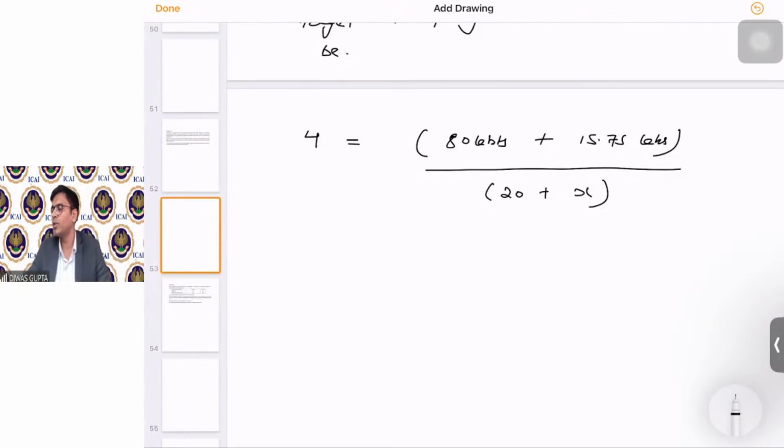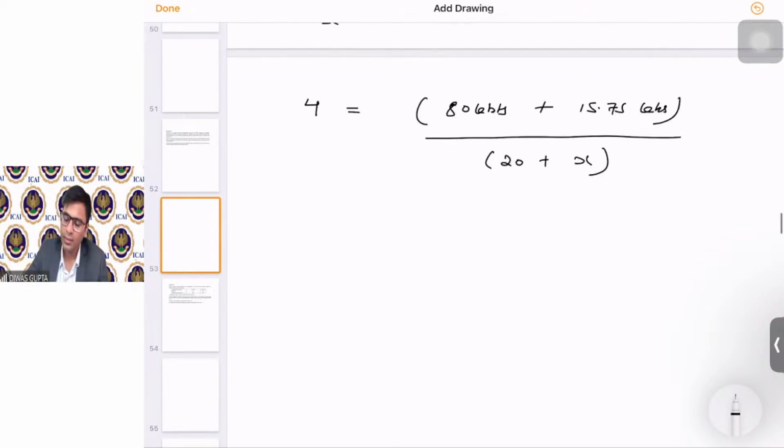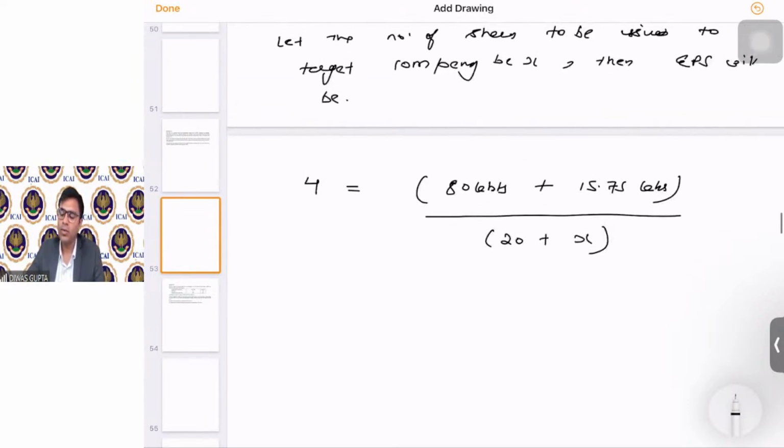Any doubt till now, students? Any query or any doubt till now? Please do let me know. So if we solve this, X becomes 393,750 shares.